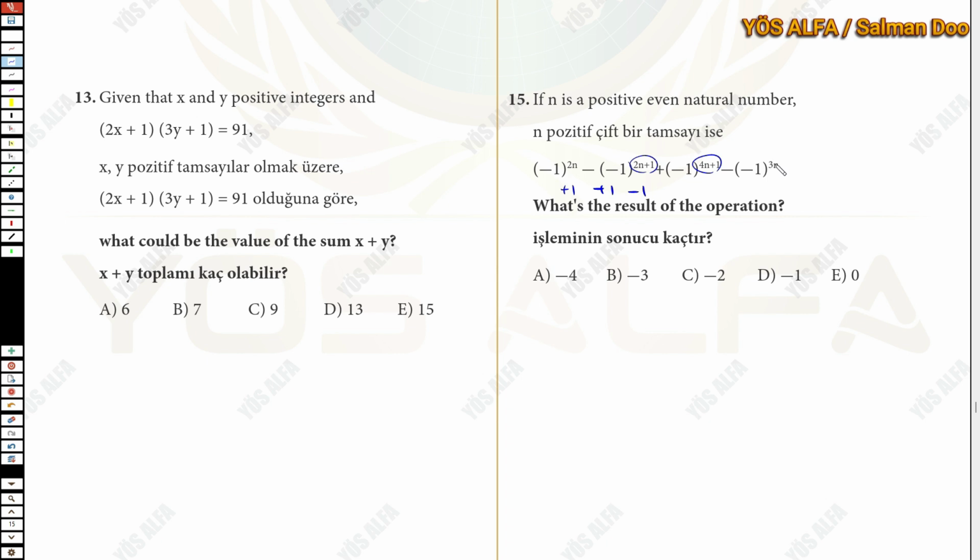Minus 1 to the odd, since n is even, so this is even, so minus 1 to the even power is plus 1, since there's a negative, so we have this. So the summation of these four numbers gives us 0 as a result, so the answer is E.